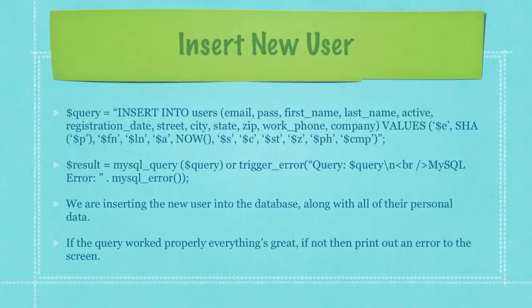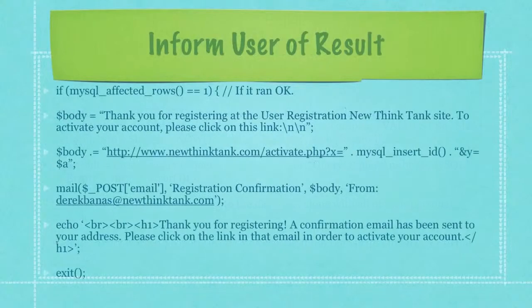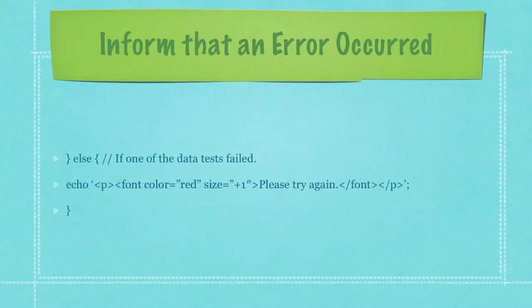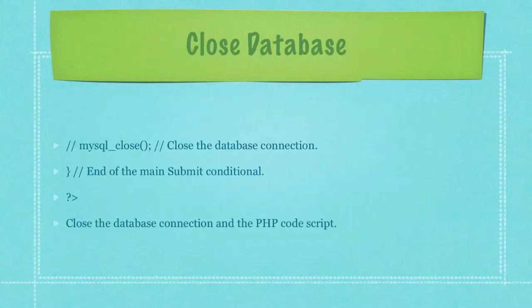We are inserting the new user into the database along with all their personal information here, and if the query worked properly, everything's great. If not, then print out an error to the screen. And here we're informing the user of the result of that query. And if everything didn't run okay, we explain to the new user why we are unable to register them. And if one of the data tests fails, we inform the user to please try again. And finally, we close the database connection and the PHP code script.